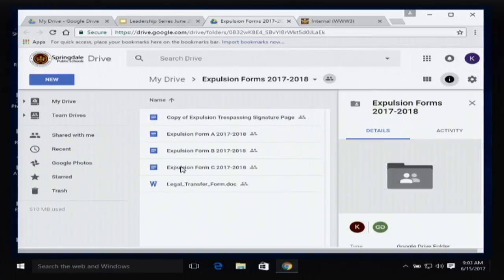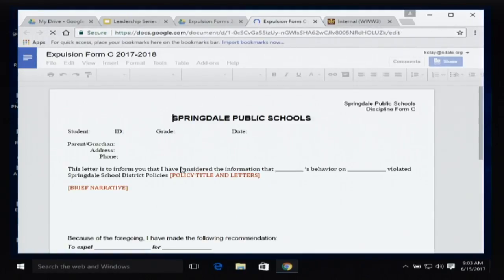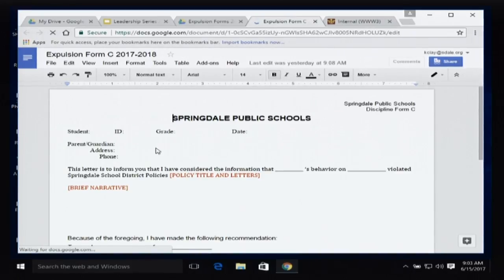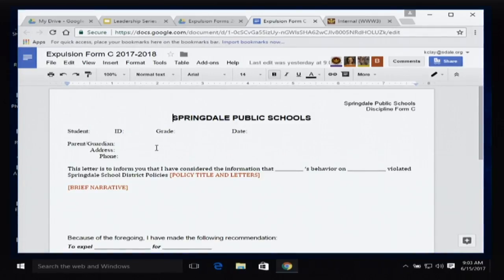One thing, I'll open Form C, since that's the form that leads to expulsion. Some do this, not all. Include a brief narrative, and it doesn't have to be your full statement of, on this day I talked to this student, that gets into a couple of pages long, but just a paragraph that's enough for the parent and the student to know this happened and this is why the student is being expelled.